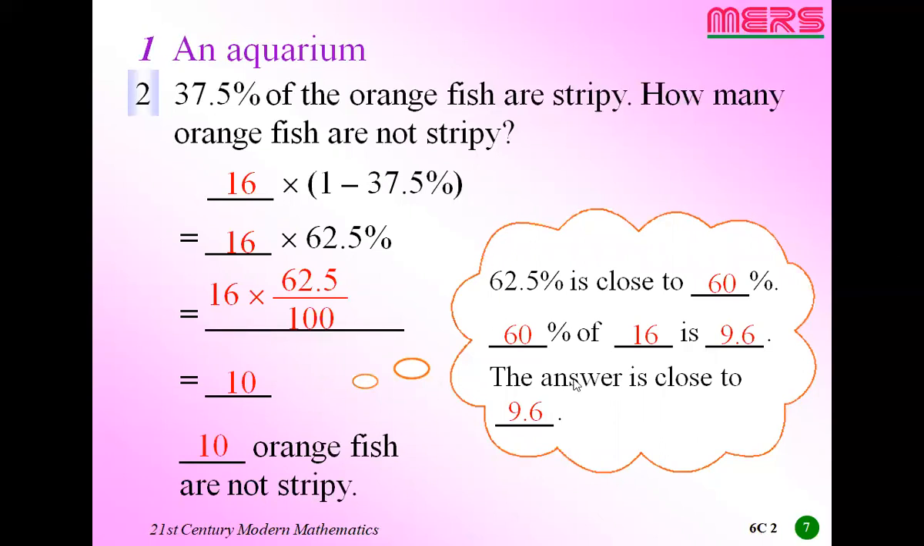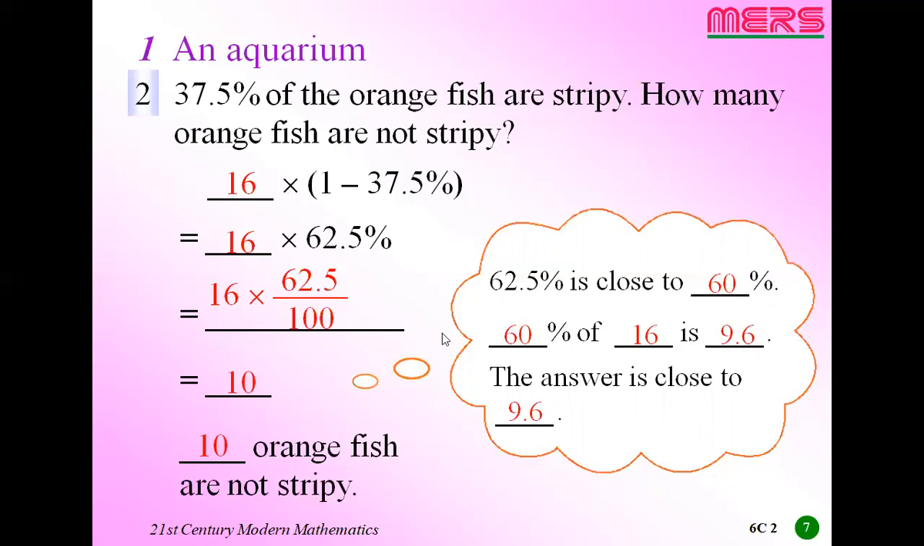Okay, what is this bubble about? Same thing, it helps you to estimate your answer, so you can tell whether your answer is most likely right or wrong. So 62.5% is close to 60%. So 60% of 16 is 9.6. So your answer should be close to 9.6, which is 10. All right? Just helping you to check your answer in the exam.